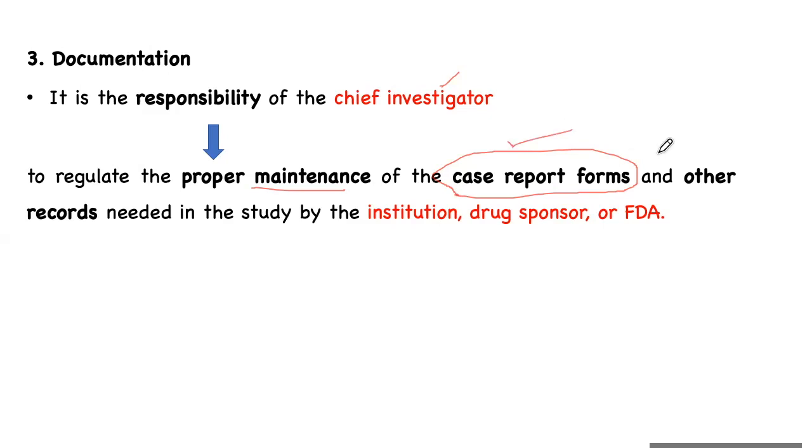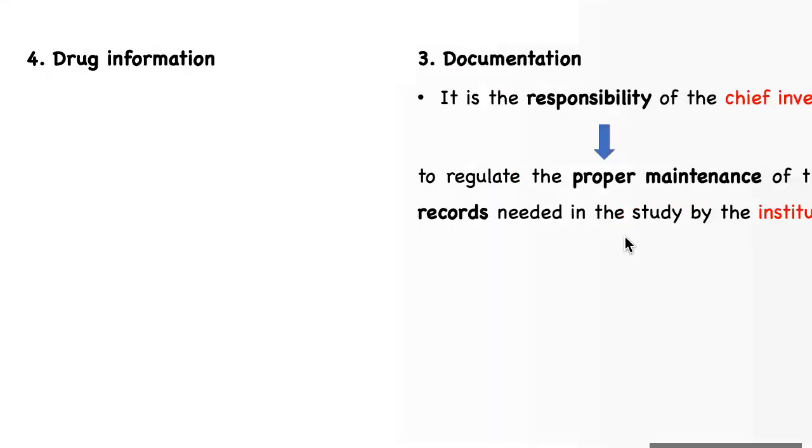As chief investigator, you need to maintain all the case report forms and other records needed in the study by the institution and the drug sponsor. These are the persons providing financial support for this research, and also for the presentation to the FDA. So maintenance of documentation is utmost important, and the most important document among these is the case report form. I hope you will remember this document. You should not forget it. It is a very important document, which says how the drug is working with that patient, so you have to maintain it.